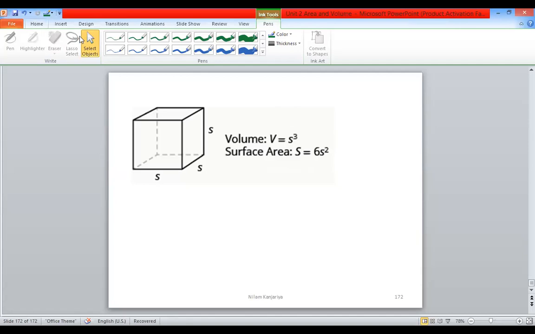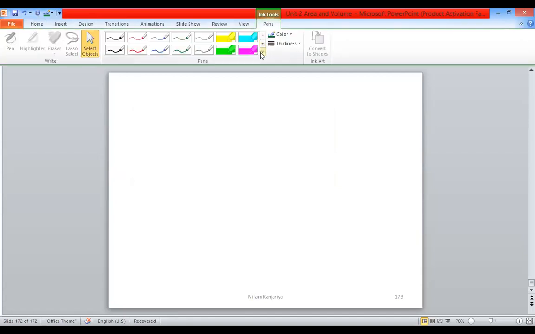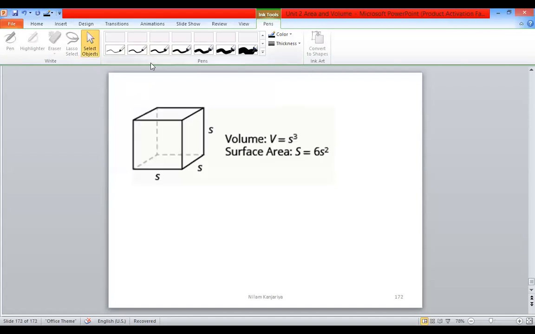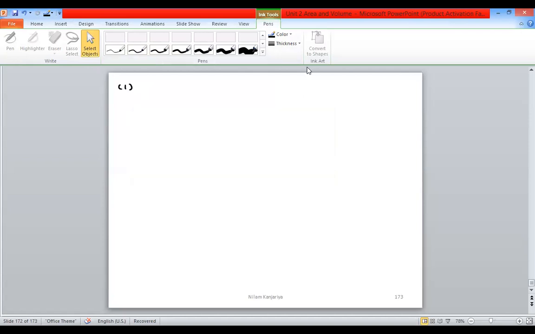So first of all, here is a question for you. We discussed two things, the cube's surface area and volume. Surface area is 6S squared and the volume is S cubed. S is the length of the side, and a cube has all sides equal. So tell me the solution.